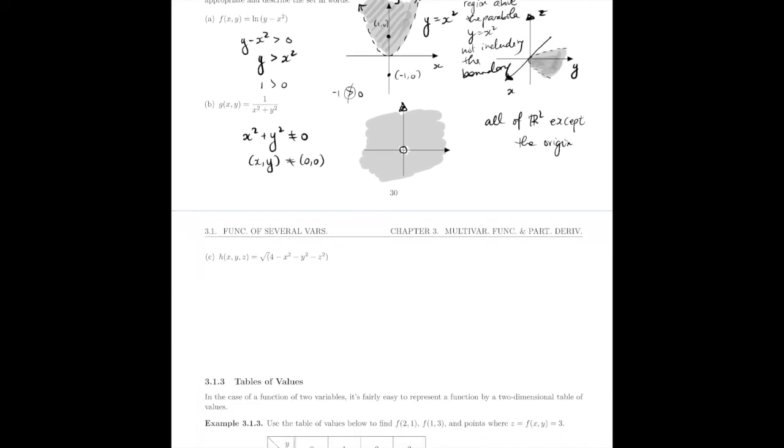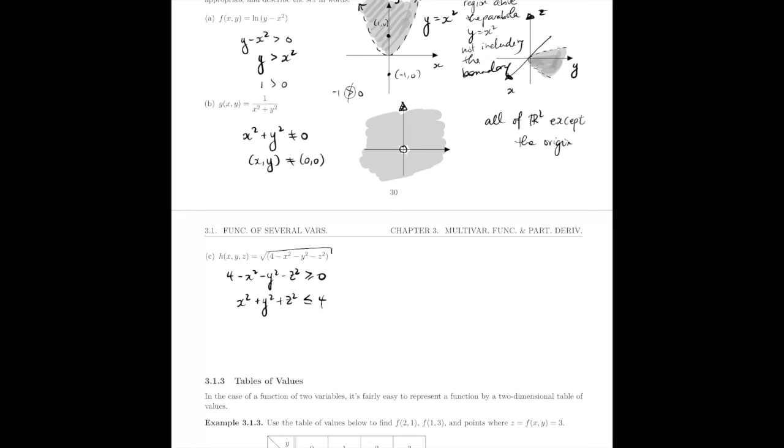Lastly, let's take a look here at h. h of x, y, and z. This time we've got a function of 3 variables. It's the square root, so what's under the square root still has to be positive or 0. So 4 minus x squared minus y squared minus z squared has to be greater than or equal to 0. Rearranging this, x squared plus y squared plus z squared has to be less than or equal to 4.